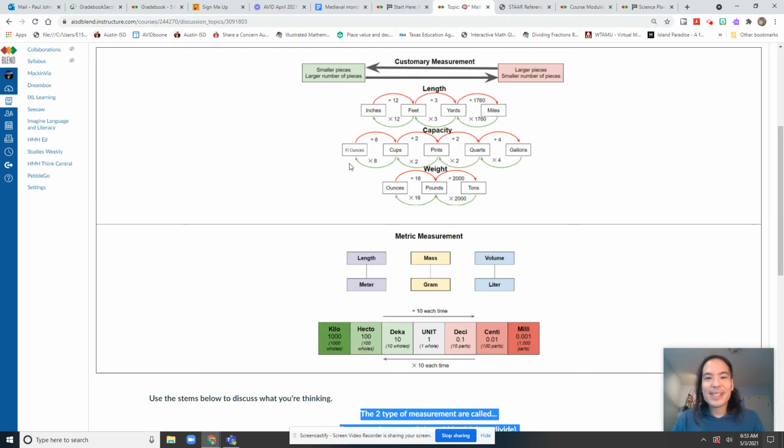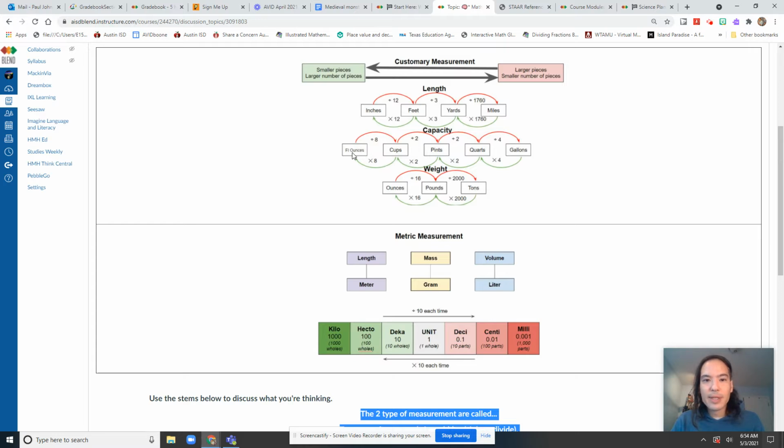And then with capacity, capacity is volume. So we're talking about how much something holds inside it. If you have 8 ounces, 8 ounces makes a cup, 2 cups makes a pint, 2 pints makes a quart, 4 quarts makes a gallon. So as we move to the right, our unit of measure is getting larger.